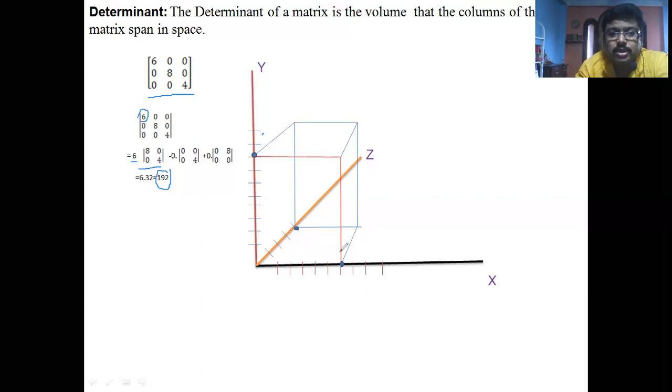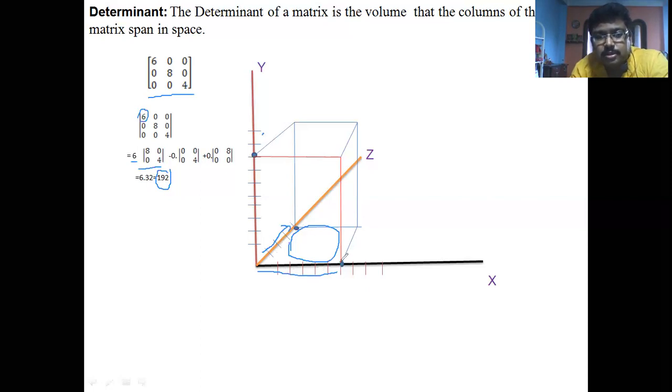So the area of the box, a rectangular box, is the height times the area of this part. The area of this part is nothing but the length of this, that is the 6, and the length of this, that is the 8. So that is the 4, this is 1, 2, 3, 4, this is the 4, and this is 6.